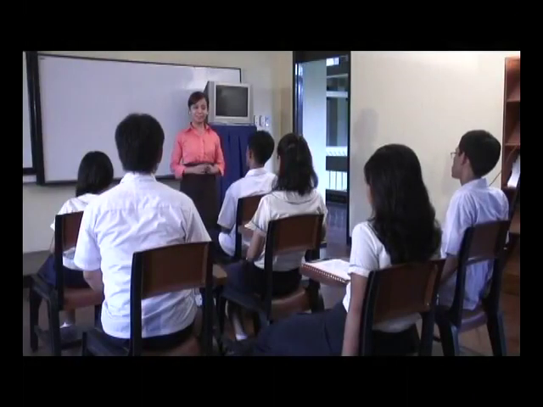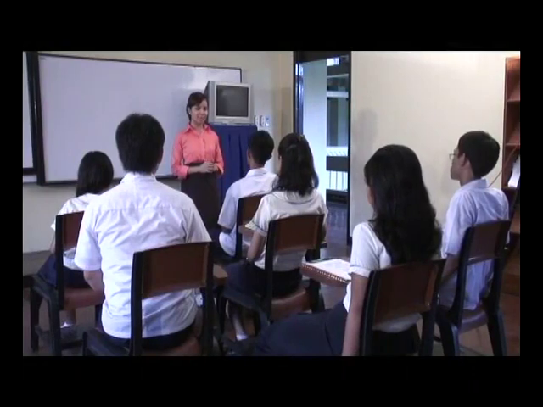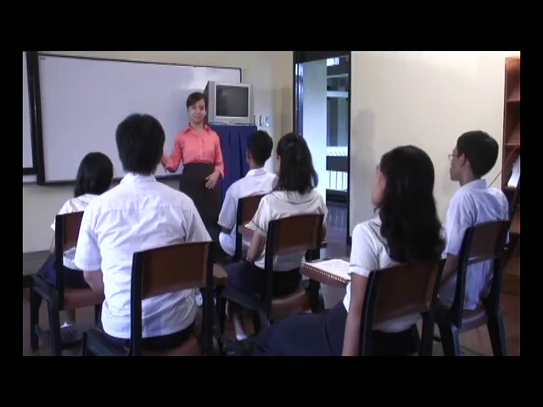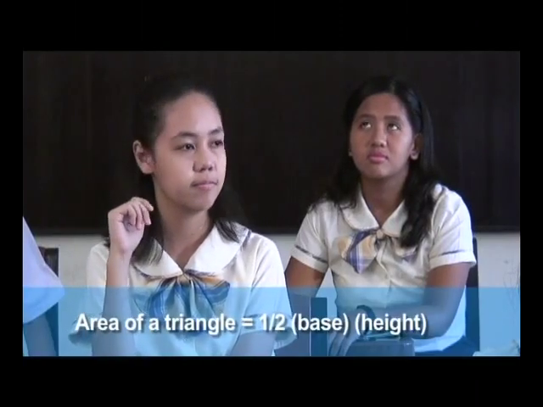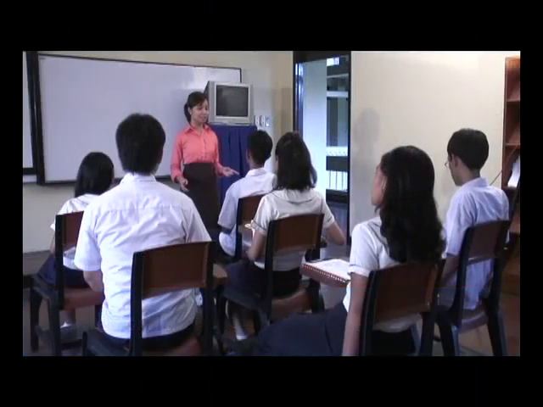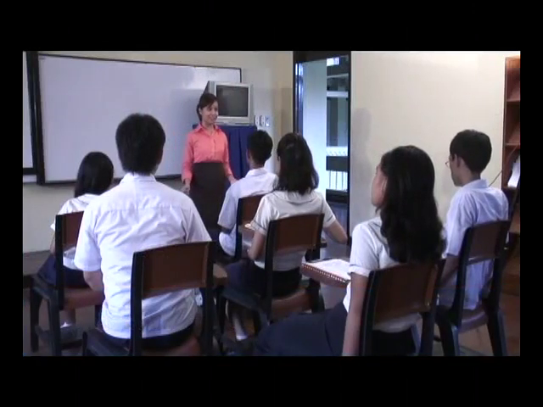We have one more thing to investigate. This time, we will find a formula for the area of a regular polygon. Can you recall the formula for the area of a triangle? It's equal to 1/2 the product of the base and the height. That's correct. We will use it to find the area of a regular polygon. How do we do that?